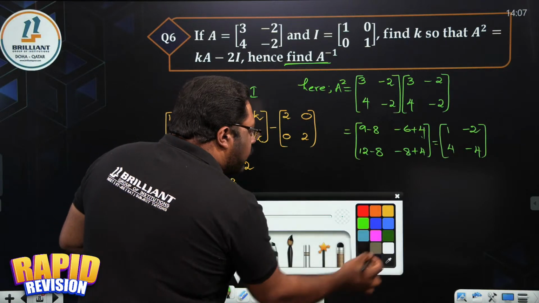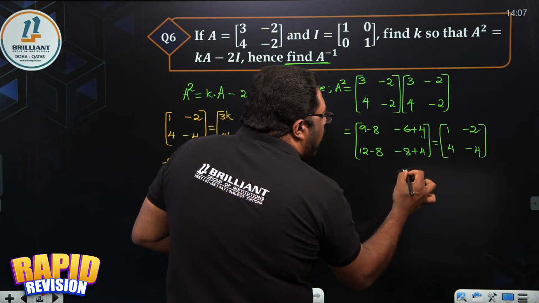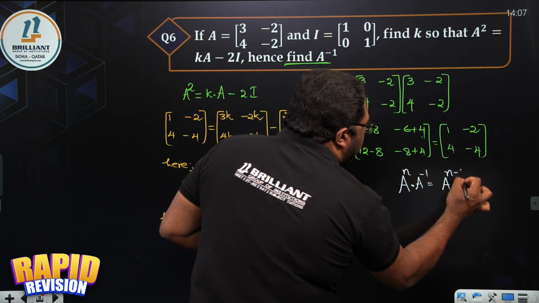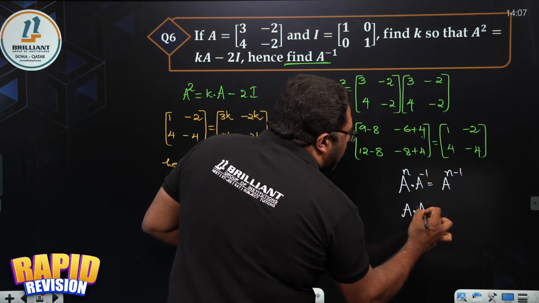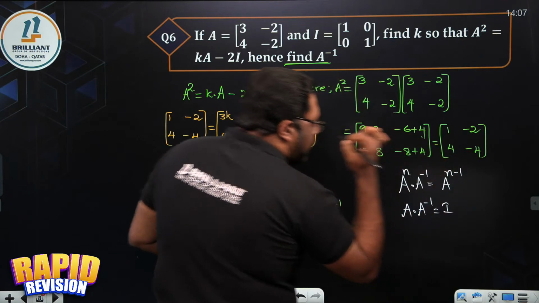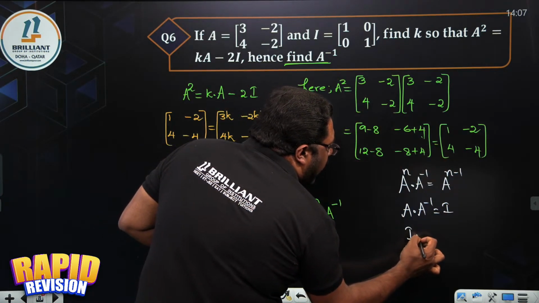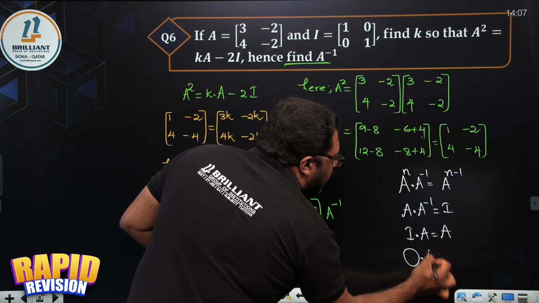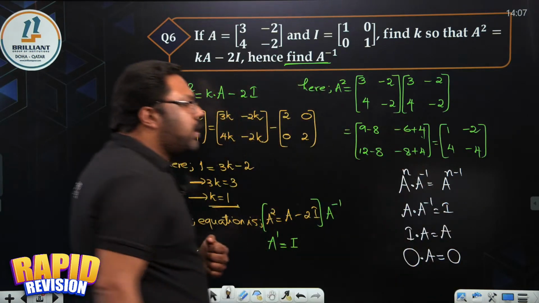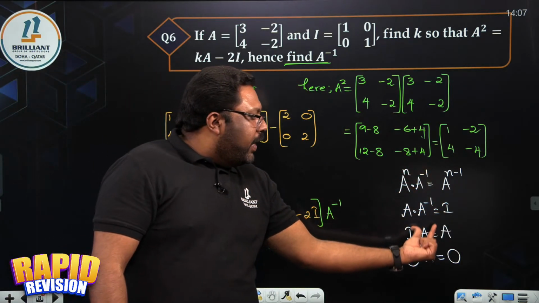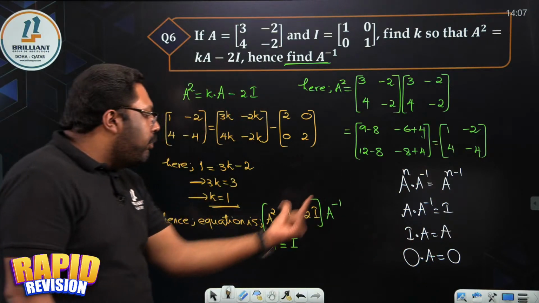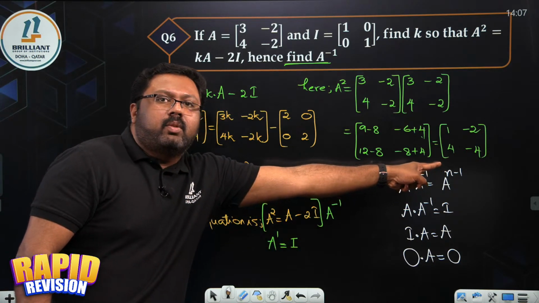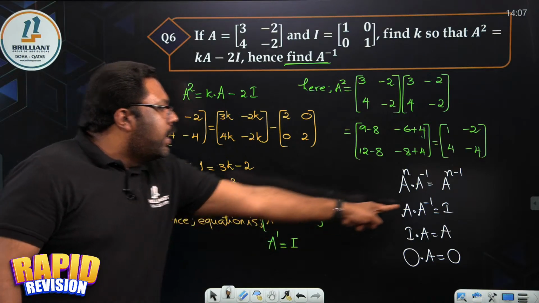If you want, I will write those properties here. If you multiply any matrix raised to n with A raised to minus 1, you will get A raised to n minus 1. If you multiply any matrix with its inverse, you always get I. And if you multiply any matrix with I, you will get the matrix itself. And if you multiply any matrix with a 0 matrix, the answer is always 0. Please keep in mind, these are very good products which can come in simplifying a matrix equation.